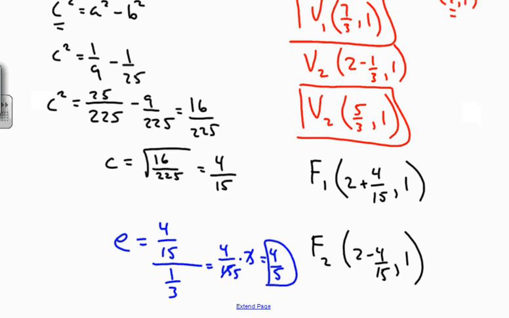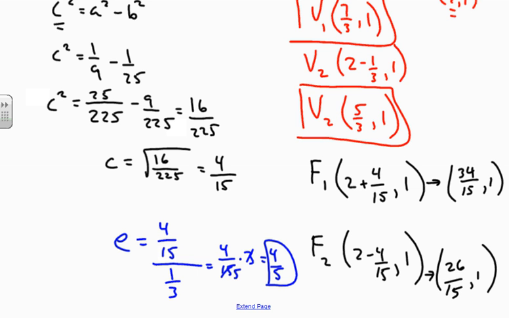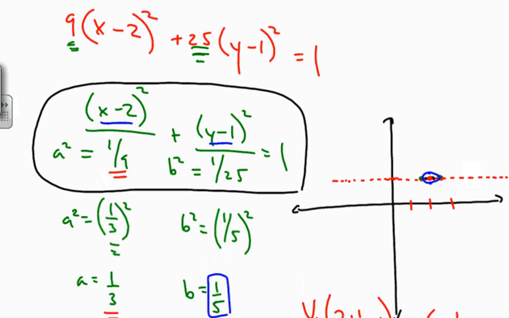And we can have our different foci. Obviously, we can add those together, but I didn't feel like doing that. Why not? We've gone this far. Why don't I finish up? 30 plus 4 is 34 over 15, 1. And 30 minus 4, which is 26, over 15, 1 is our other value. And with that, you can see what our values are.